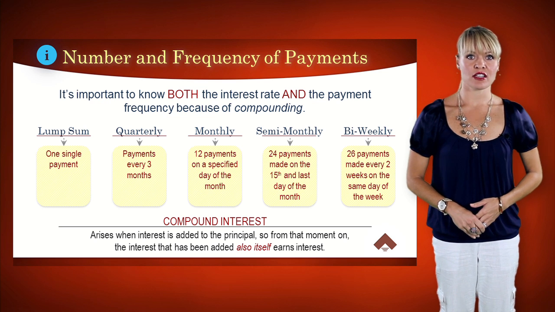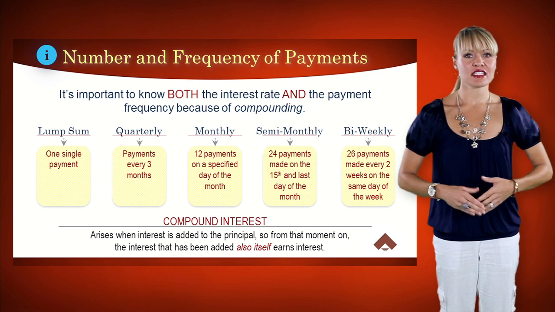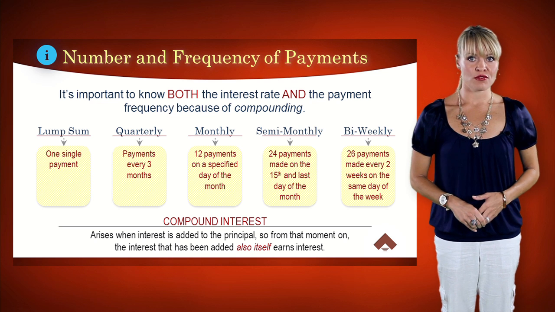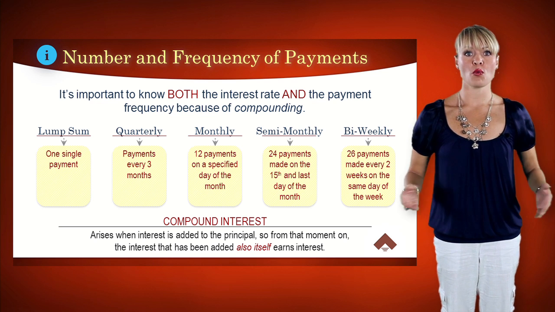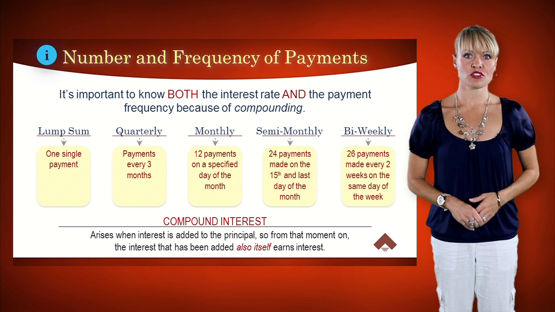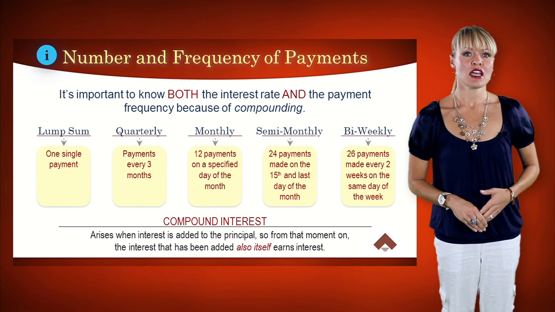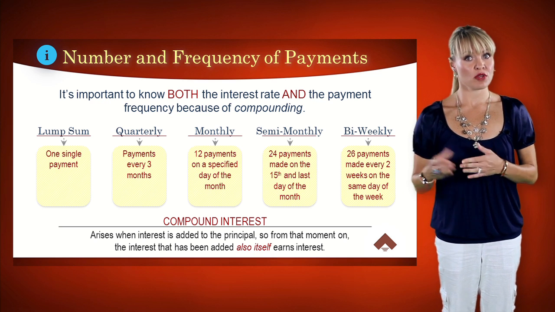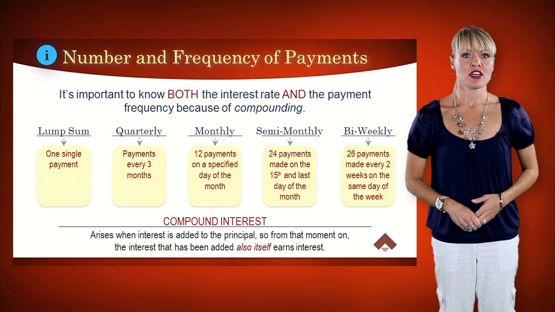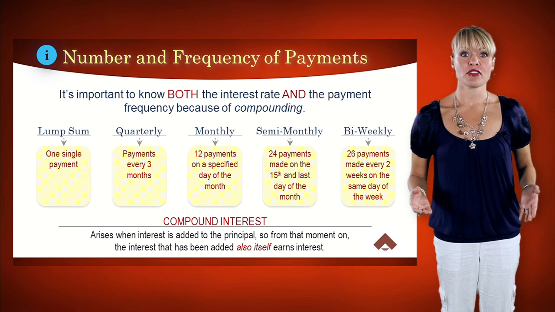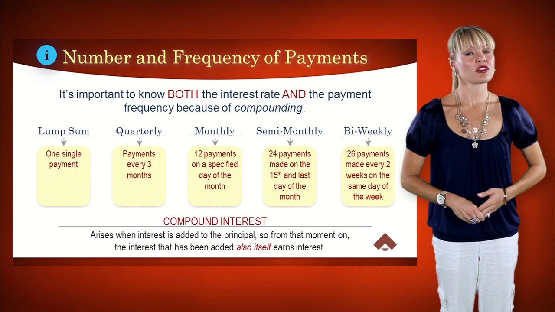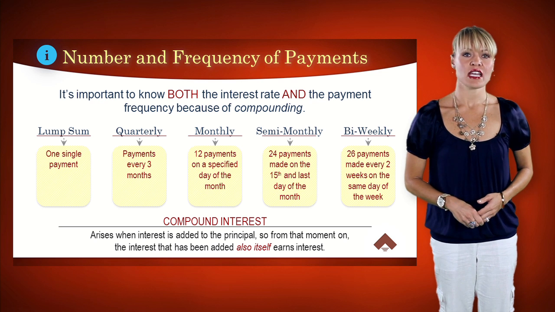Methods of compounding include lump sum. In this case, the interest is calculated once on the full amount of the loan, and the loan is then paid back all at once. Quarterly: payments are made every 3 months, so the interest cost will change every 3 months because the principal amount changes every 3 months as well. Monthly: payments are made every month. The principal amount changes every month, and therefore the interest cost changes each and every month. This is the most common type of payment schedule.